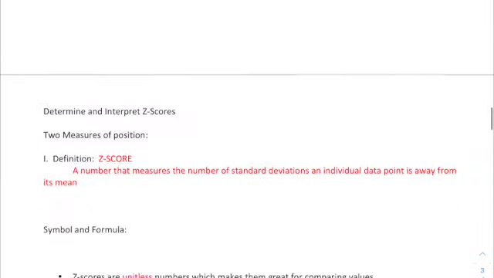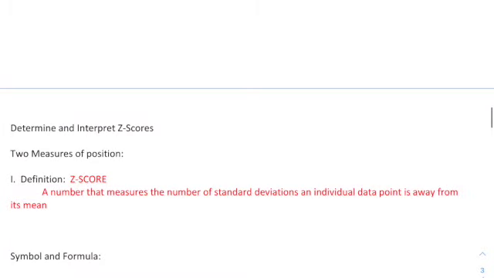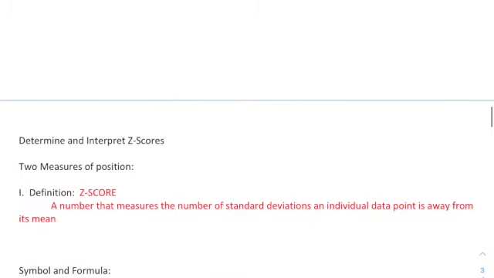Then the next part we're going to talk about is the z-score. Now z-score is very interesting. Z-score is actually giving you a mean and a piece of data. That means a piece of data that you have, and you are trying to figure out how many standard deviations that piece of data is away from the mean. Okay? And that's called the z-score. So in this case, the definition of it is a number that measures the number of standard deviations an individual piece of data, an individual data point, is away from its mean. Okay? And then we're going to write down the symbols. So I will stop talking.